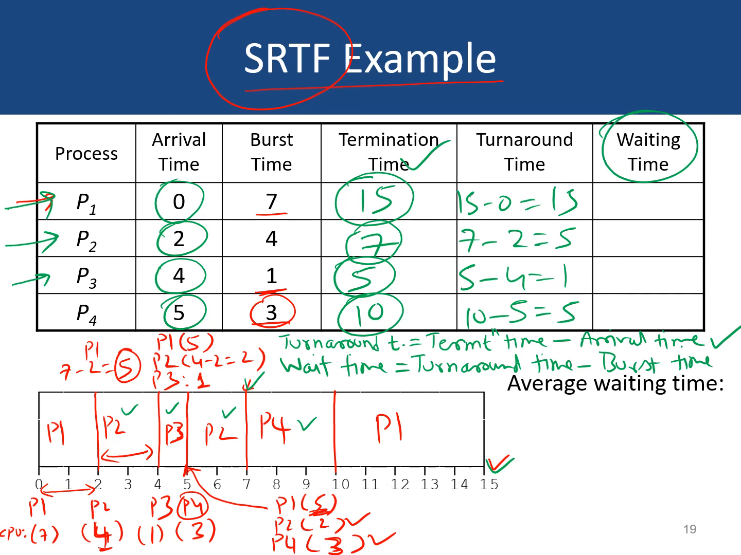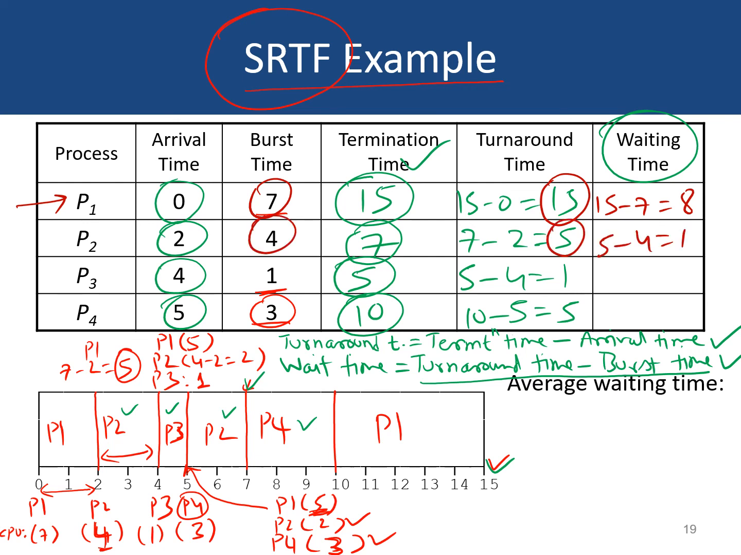Finally, the waiting time. Recall, the waiting time is turnaround time minus the burst time. So for process P1, the waiting time would be turnaround time 15 minus the burst time 7, which is 8. Similarly for P2, it would be turnaround time 5 minus the burst time 4, which is 1. For P3, it would be 1 minus the burst time 1, which is 0. And finally for P4, it would be the turnaround time 5 minus the burst time 3, which is 2.